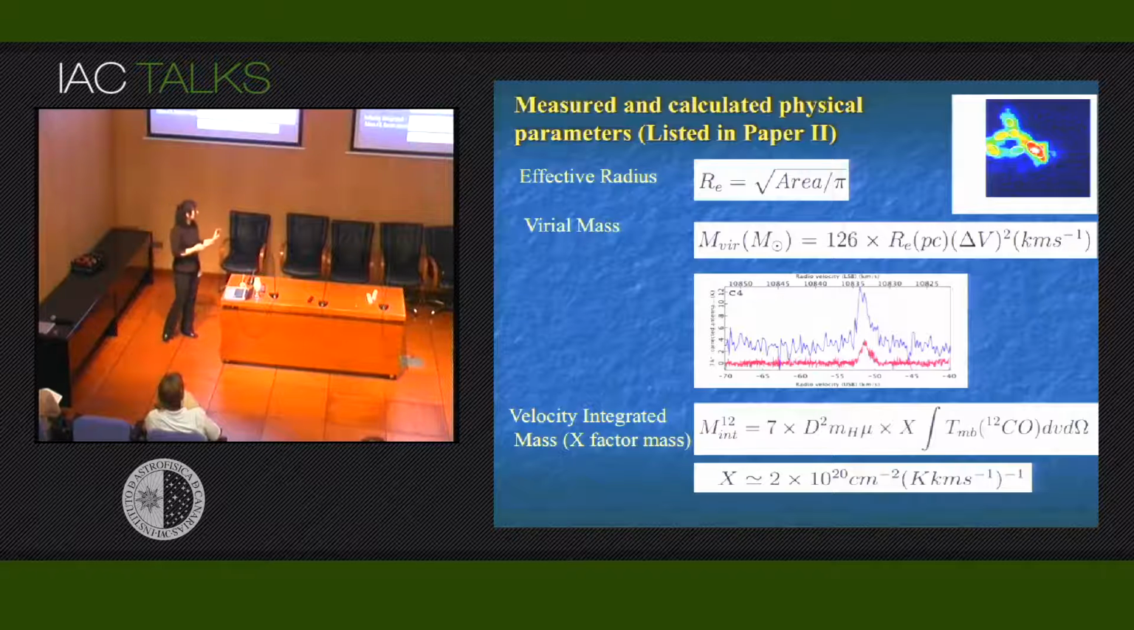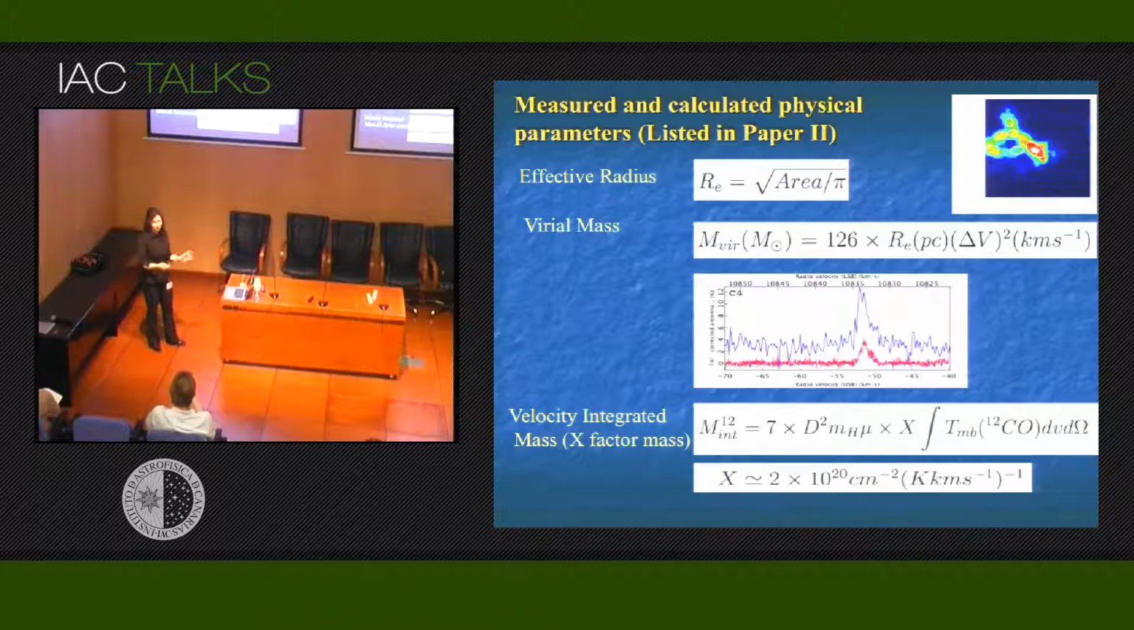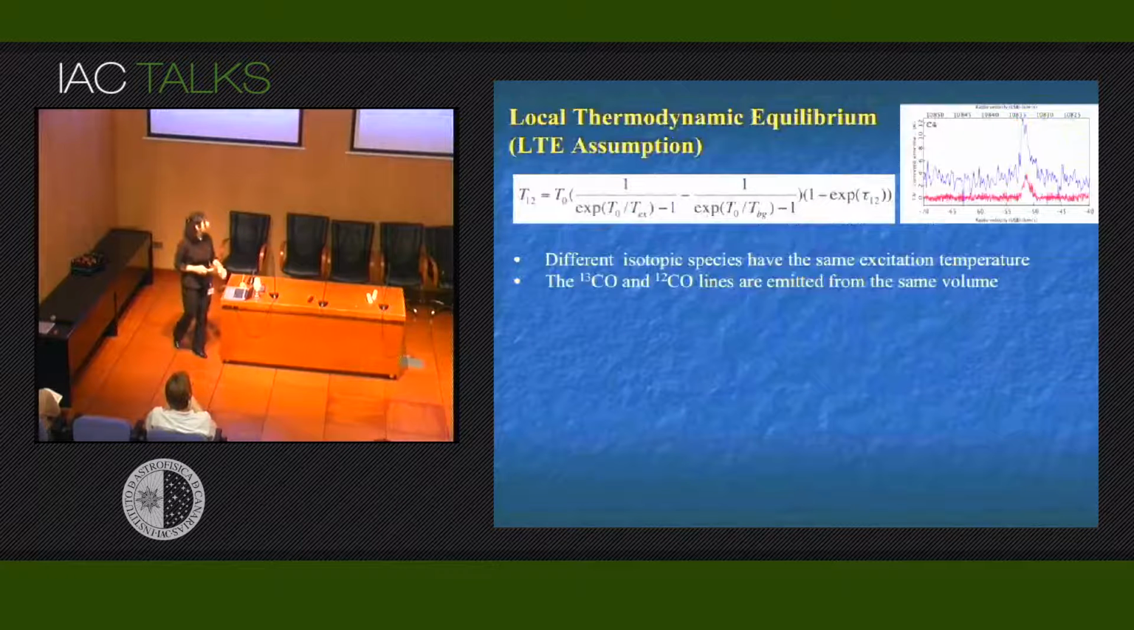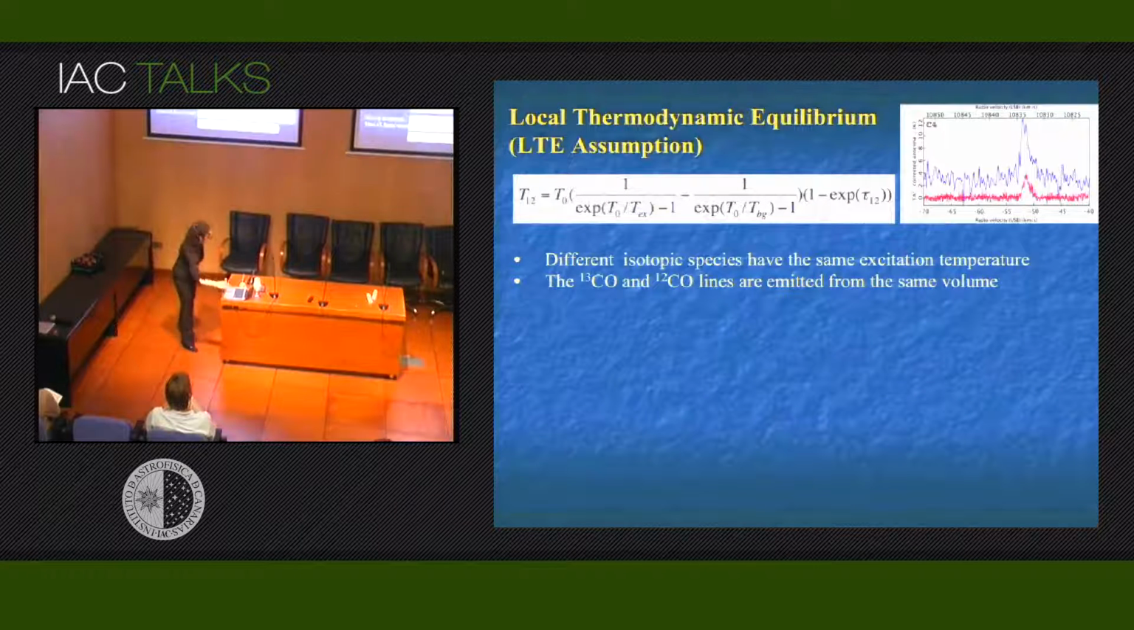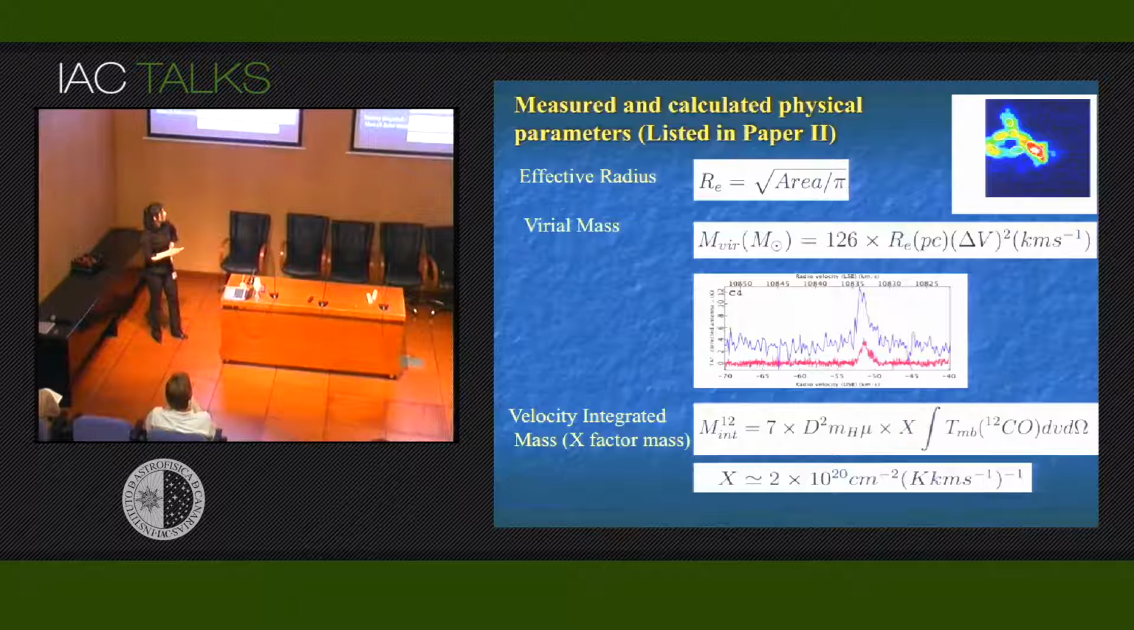You can also, okay, let me go back there before going there. It's worth noting that the virial mass depends on the line width squared, so it depends on the internal dynamic of the cloud. The X factor mass also depends on the internal dynamic of the cloud, because if you have, for example, an expansion or a rotation or any active internal dynamic for the cloud, then this line is very wide. So what you're measuring for the integrated flux is much larger than the real mass that you have here. So this mass calculation also is dependent on the internal dynamic of the cloud.